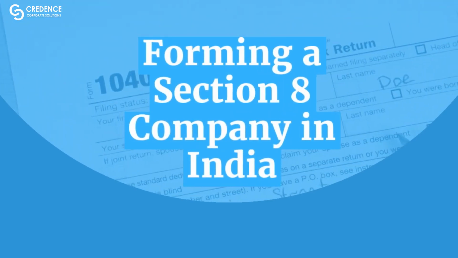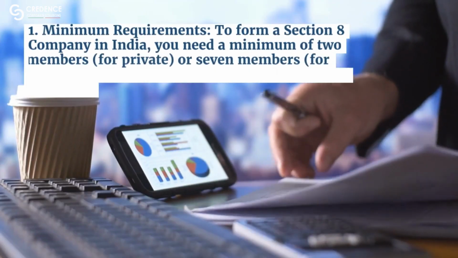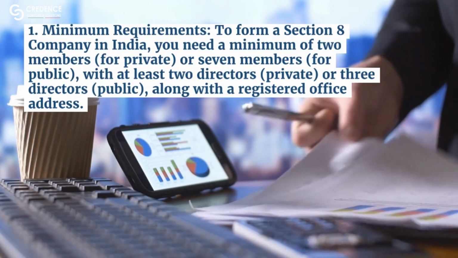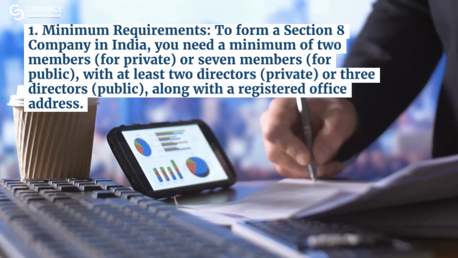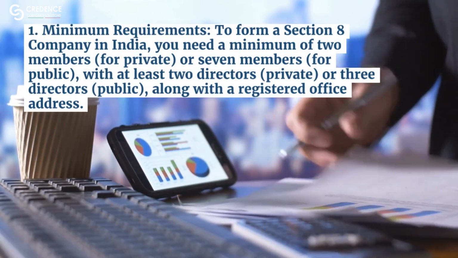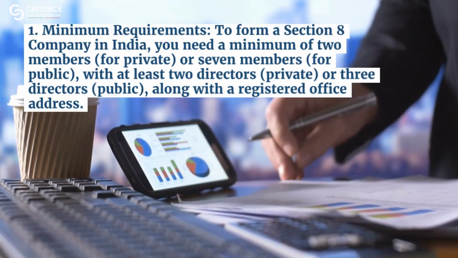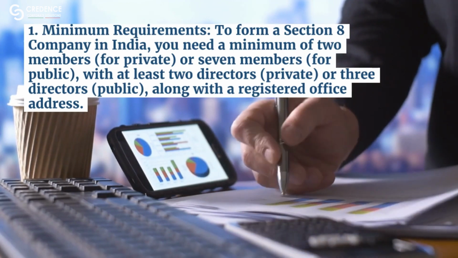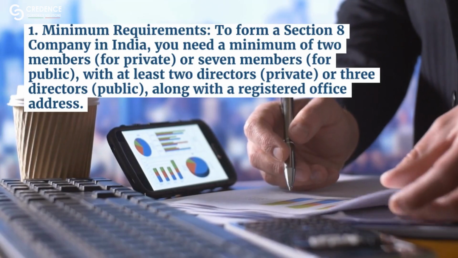Forming a Section 8 company in India. 1. Minimum requirements. To form a Section 8 company in India, you need a minimum of 2 members for private or 7 members for public, with at least 2 directors (private) or 3 directors (public), along with a registered office address.